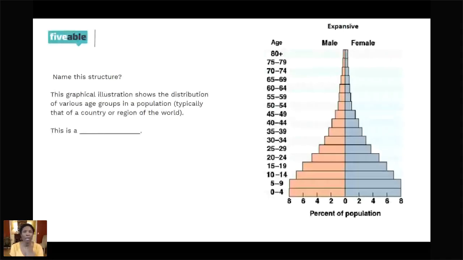And so the definition that I have here is that this graphical illustration shows the distribution of various age groups in a population, typically that of a country or region or of the world. So it can be broken down into various scales. And that's something else we'll get to when we get to Unit 1. So this is known as, yes, a population pyramid.